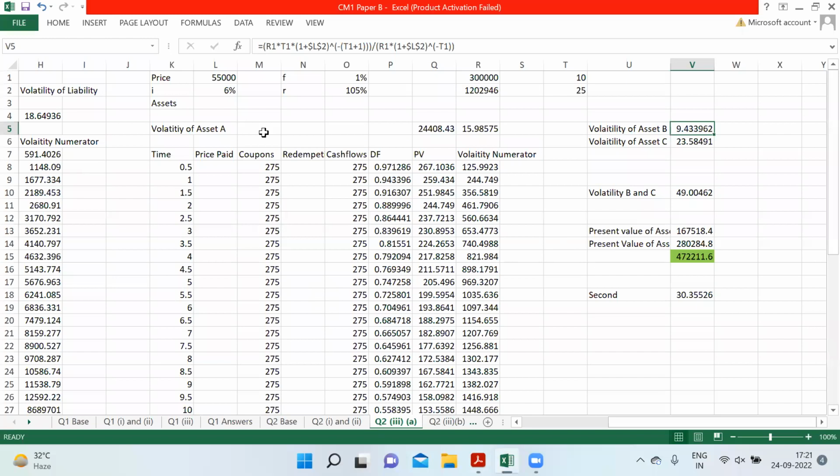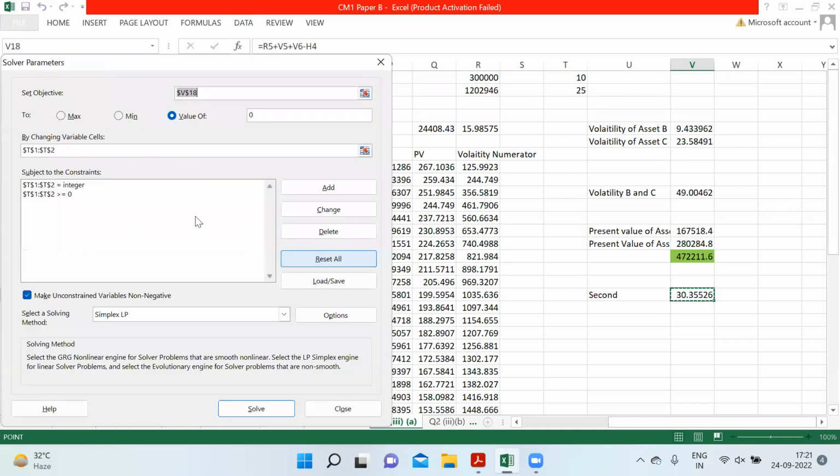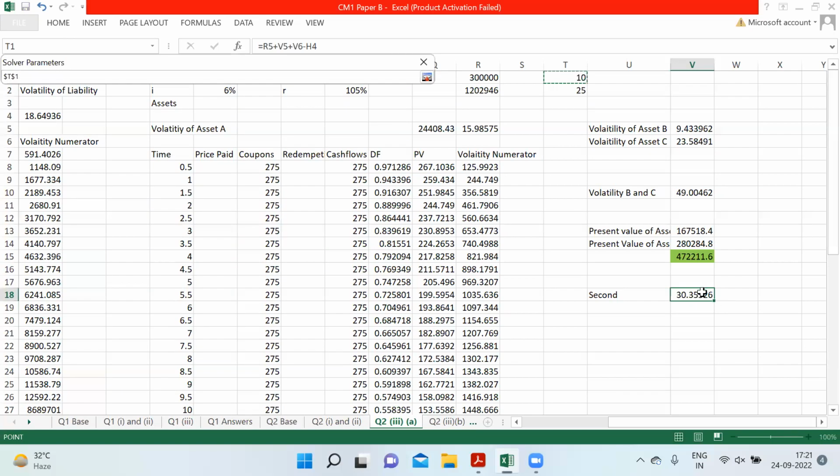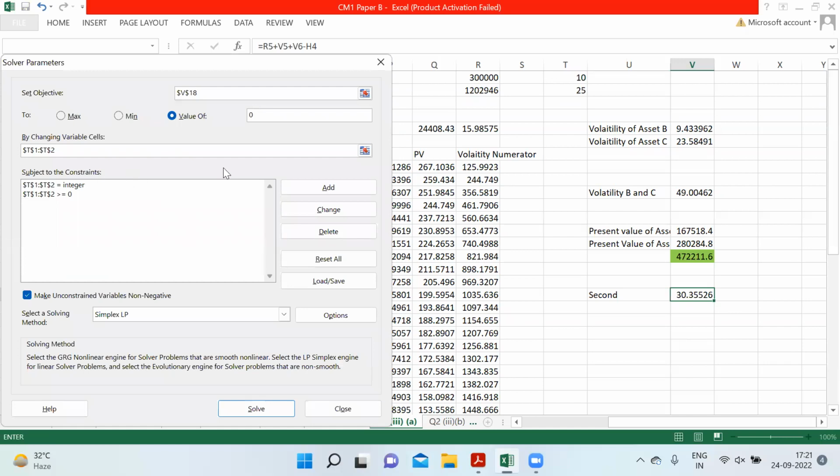I will not be able to change my present value. The present value is almost the same for both the assets and liabilities, but the holdings need to be changed so that it matches. So if I do simultaneous equations on this, I'll only be able to change the time. And if you change the time, you can use the Solver in your Data tab. Set this to 0 by changing variable cells T1 and T2. T1 and T2 always have to be integers and greater than 0. They cannot be negative.